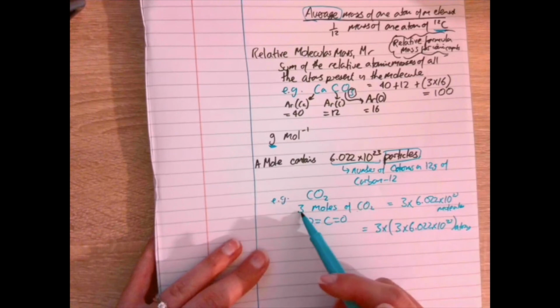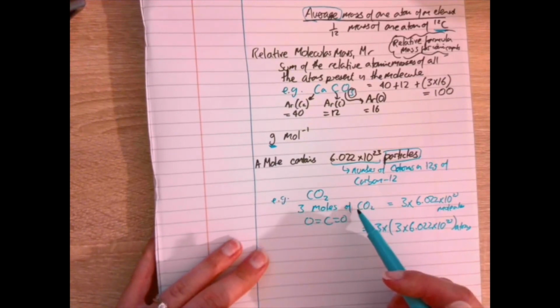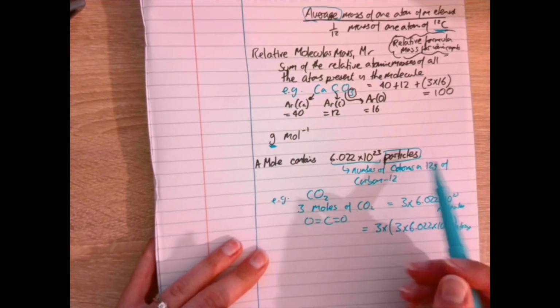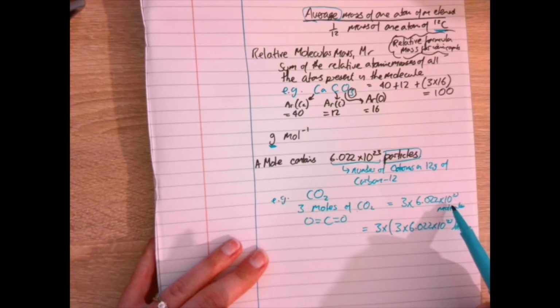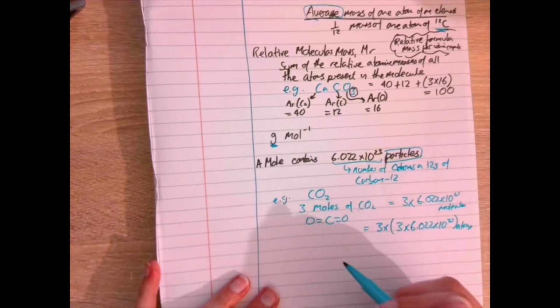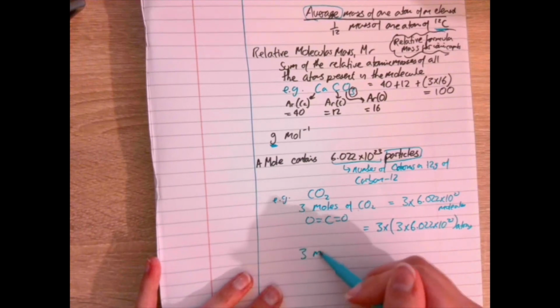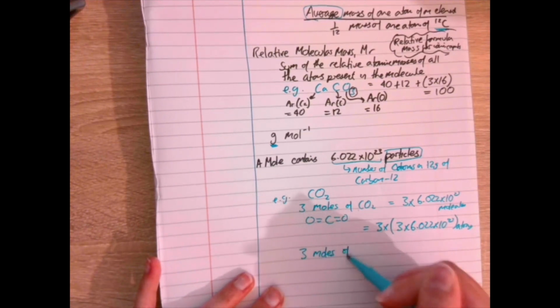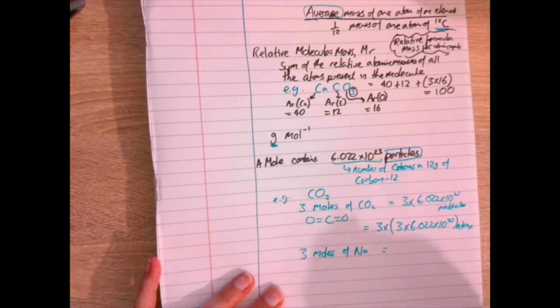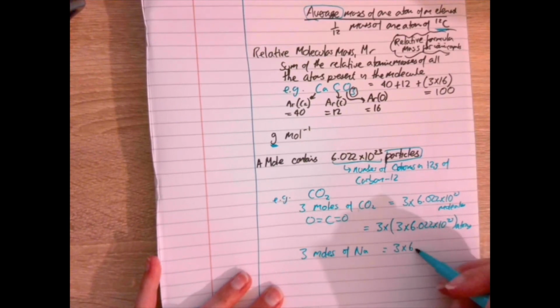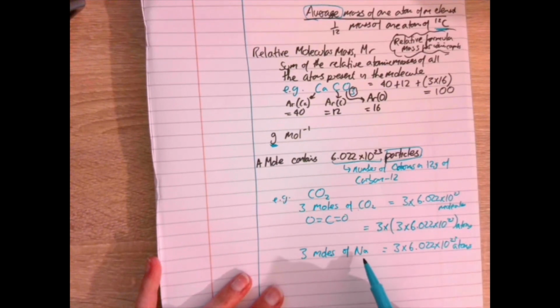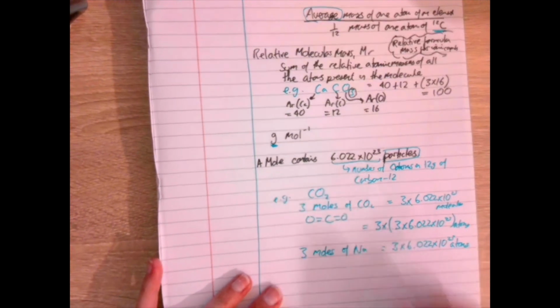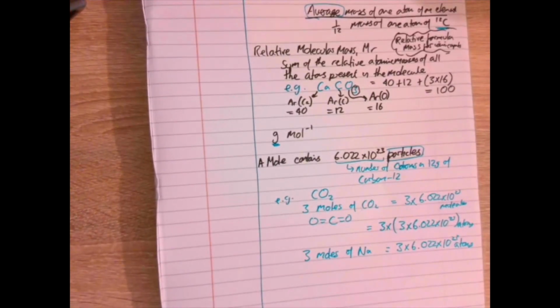Because this moles is referring to CO2, the particles it's referring to are molecules. Whereas if we were talking about 3 moles of sodium, that would be 3 times 6.022 times 10 to the 23 atoms straight away, as our sodium formula is just 1 sodium atom.